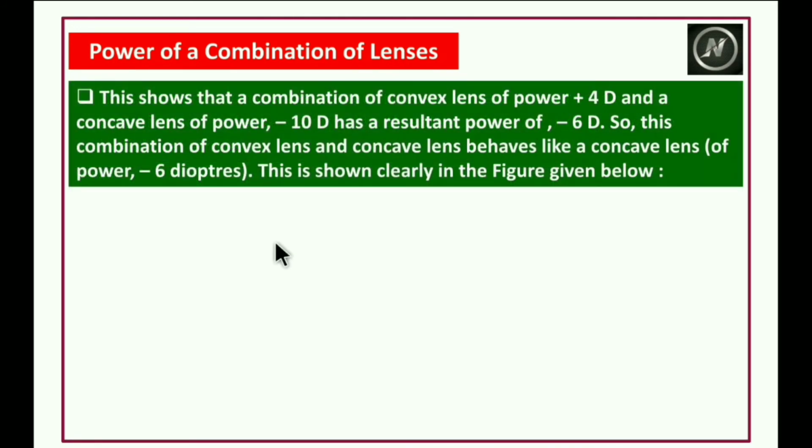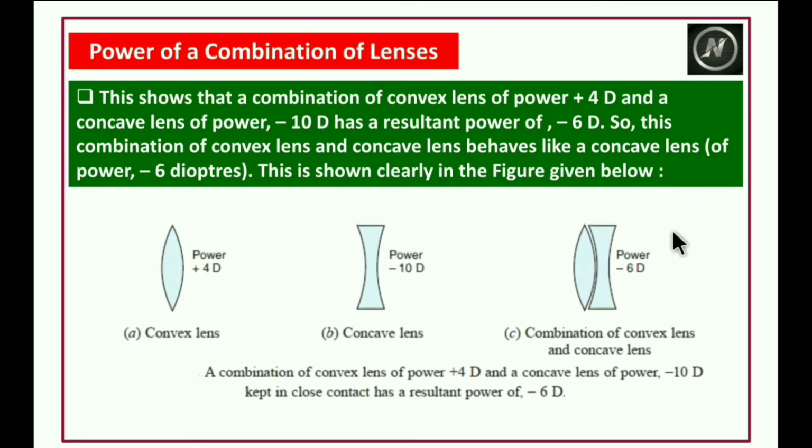So this shows that a combination of a convex lens of power plus 4D and a concave lens of power minus 10D has a resultant power of minus 6D. This combination of convex lens and concave lens behaves like a concave lens having a power of minus 6 diopter. This is shown clearly in the given picture. The combination of these two gives a concave nature.